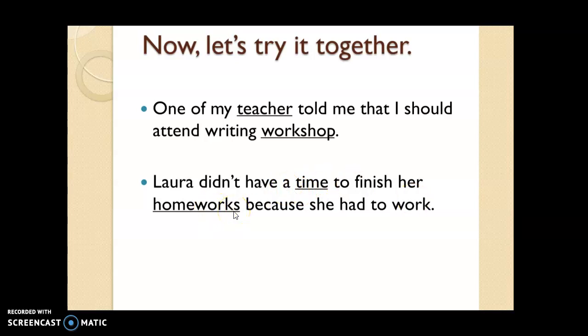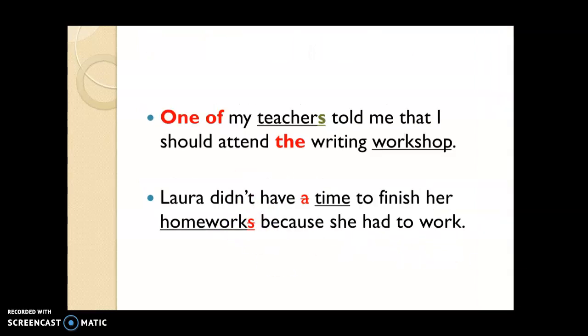To finish her homeworks. Is homework countable or non-countable? Hopefully you know that homework and any type of work is non-countable. That means we should not have an S on the end of this word. So let's see the final edit. One of my teachers told me that I should attend the writing workshop. And Laura didn't have time to finish her homework because she had to work.